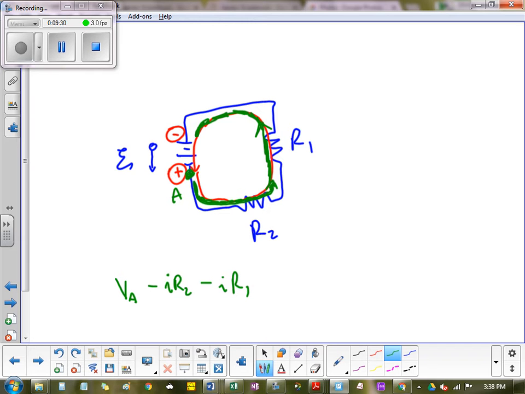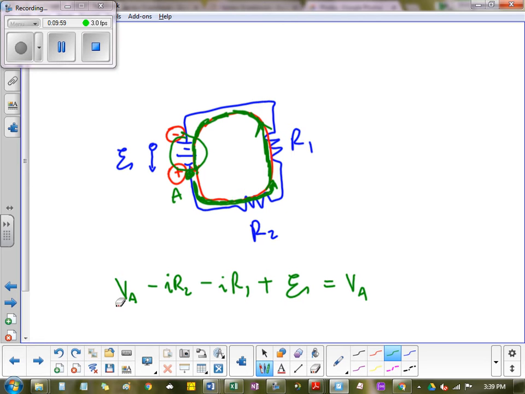Now at the back of the battery, if you just stop here, you haven't really gone all the way around, right? But if you keep going through the battery back to the point you started at, point A, you just went through a battery, which kind of acts like an opposite resistor. It doesn't resist anything. It pushes. In other words, it produces more potential for you. Now you're right back where you started from.